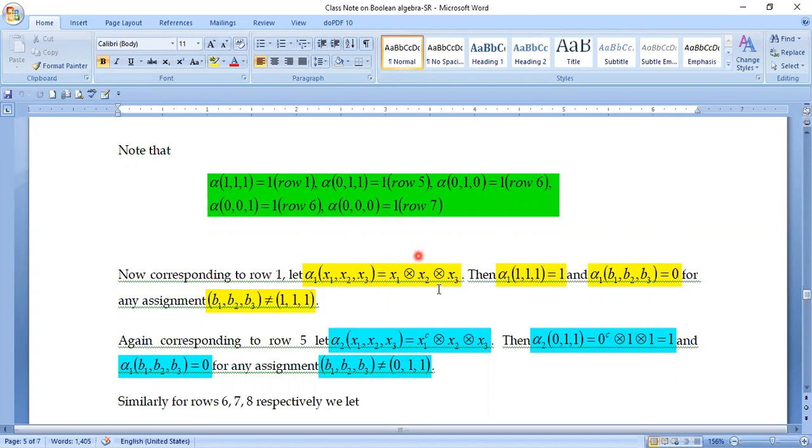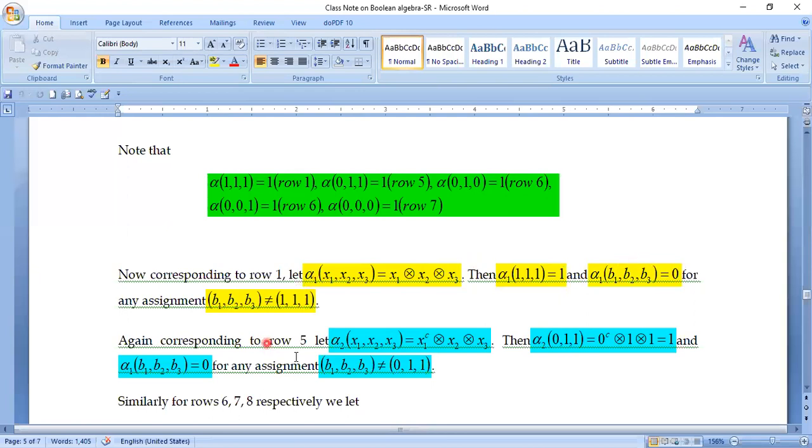If I write the expression as x1, x2, x3, and if I put 1, 1, 1, you see that 1 into 1 into 1 will give you 1. And for this formula, no other case is there. Any other triplet b1, b2, b3, corresponding to alpha 1, where b1, b2, b3 is not 1, 1, 1, will give you the output 0.